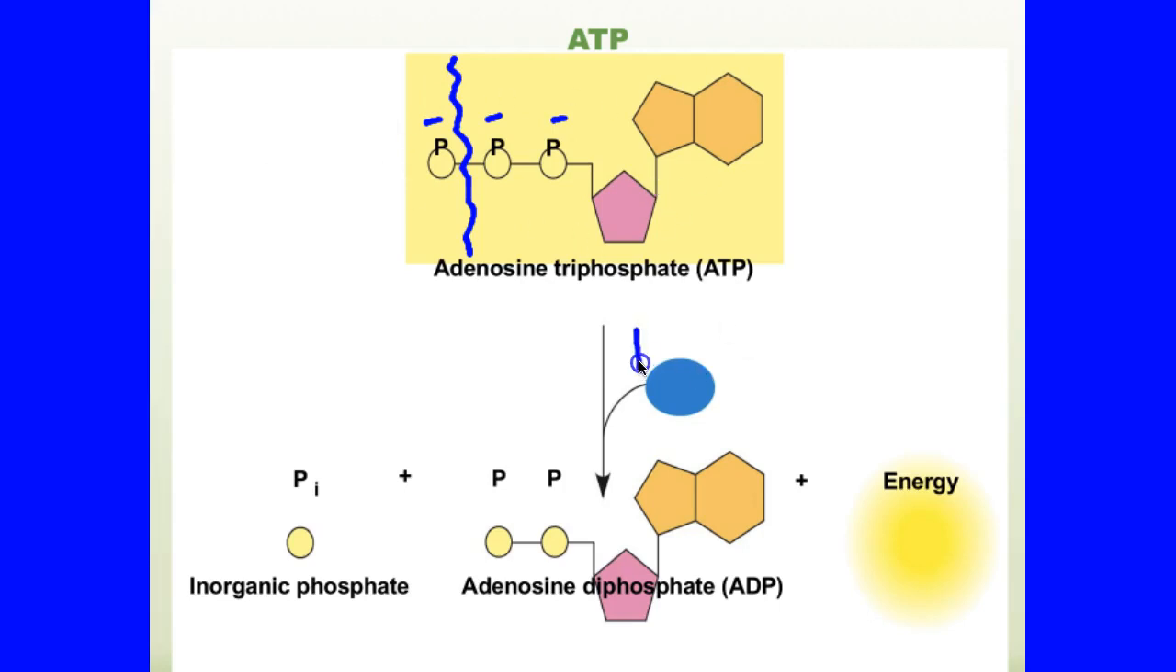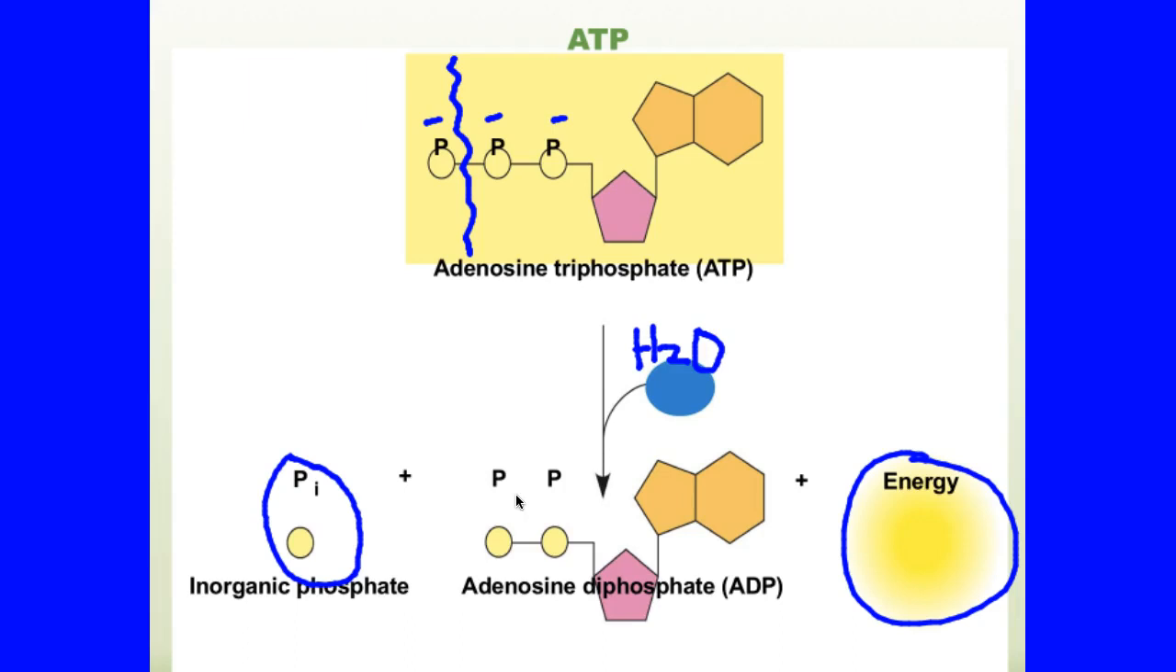So how we act upon that is we add water to this reaction. This is called hydrolysis. When we add water, that breaks apart the bond right here. And remember, whenever we break a bond, we release energy. So we're able to break off that one phosphate group, which ends up being an inorganic phosphate group all by itself. This becomes adenosine diphosphate, which means there are two phosphates, and the release of energy, which is what we wanted. Remember, ATP is really good for a quick burst of energy.